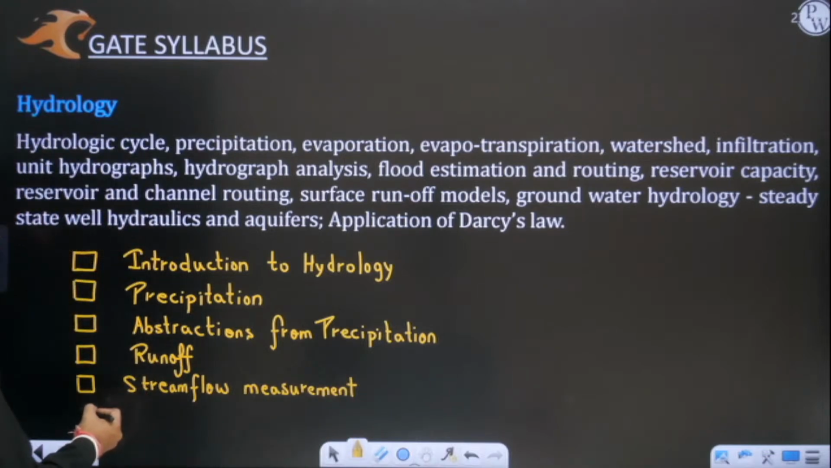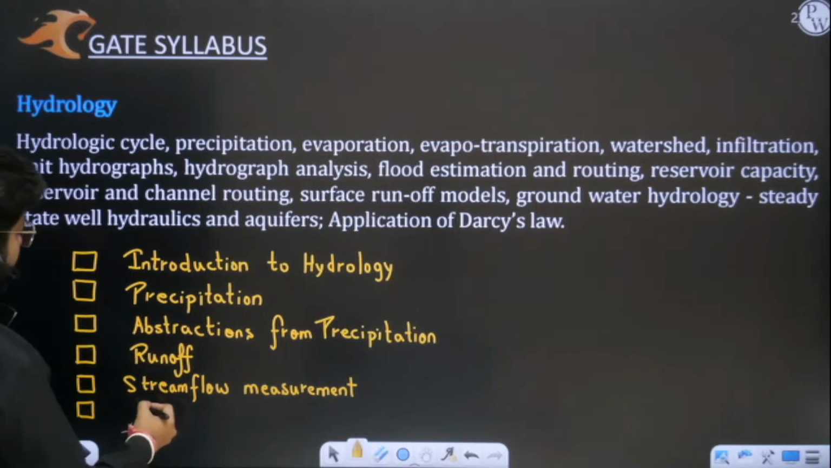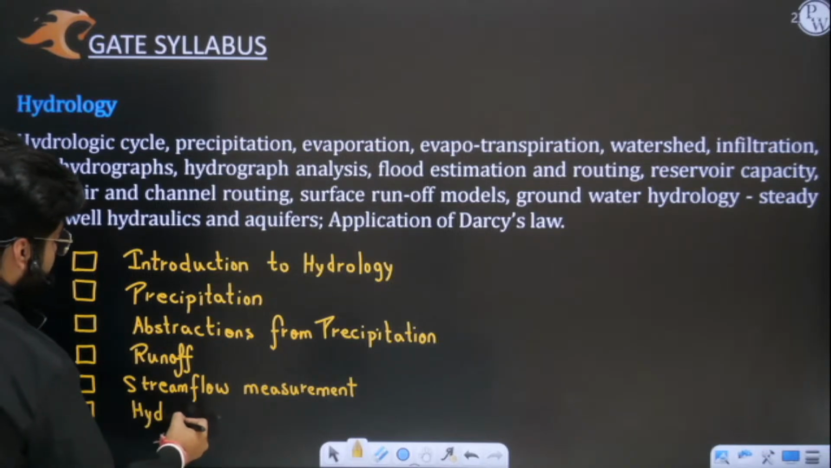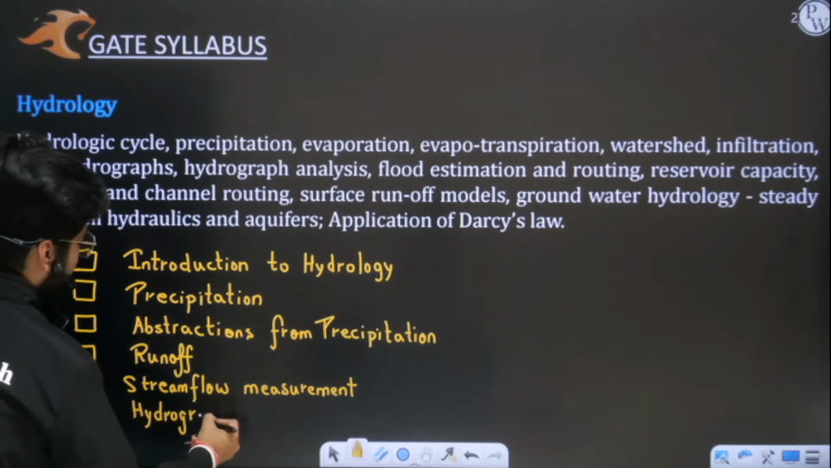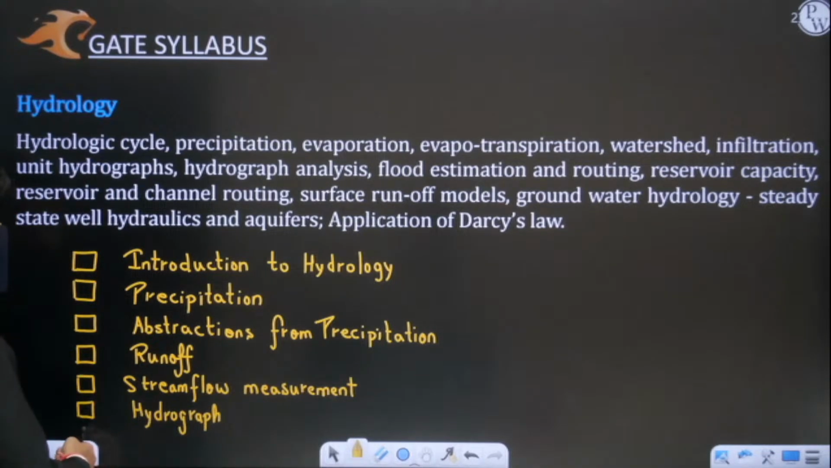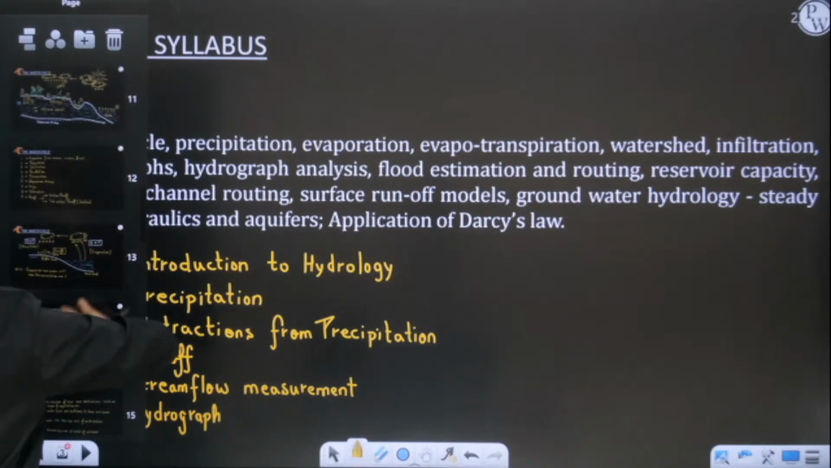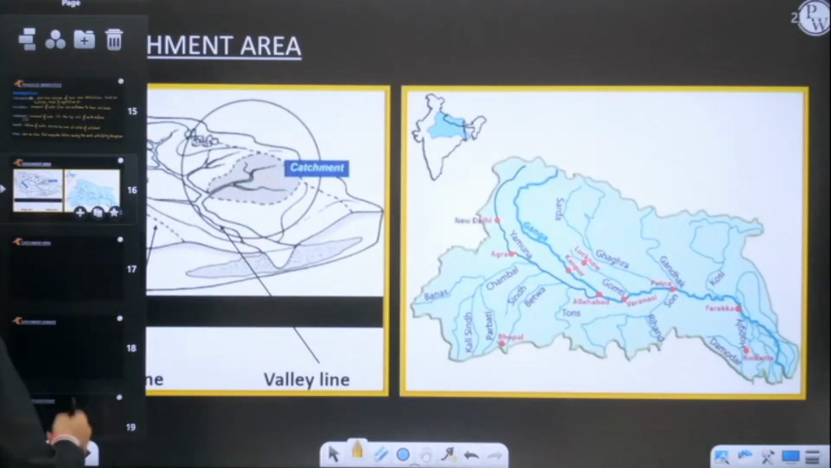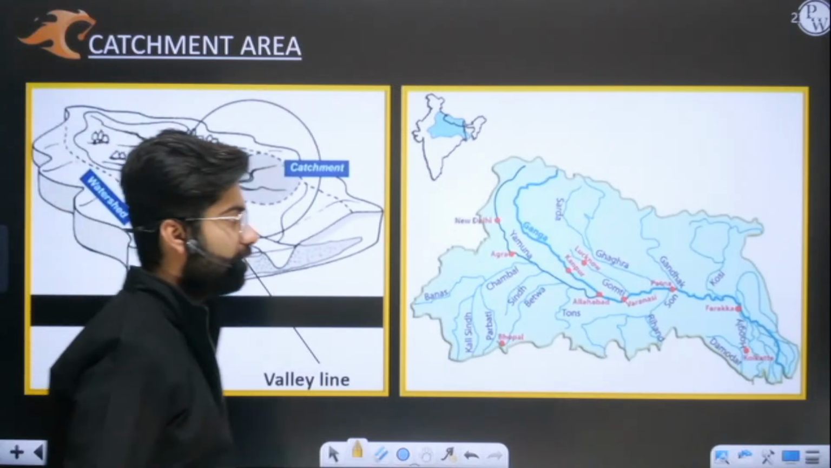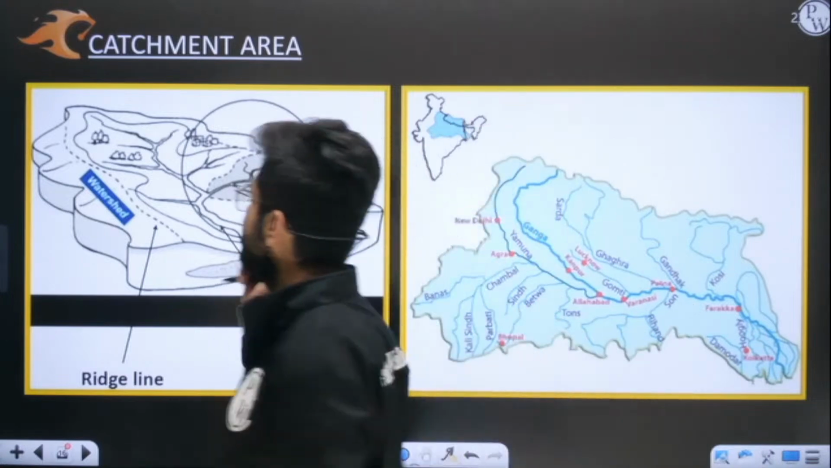After stream flow, all the water will ultimately reach your river, where we'll study hydrograph. I know that you are unable to understand stream flow and hydrograph. So for that, I will make sure that you are able to understand one more term, which is nothing but your catchment area. This is a very beautiful concept. You need to understand what catchment area exactly is.